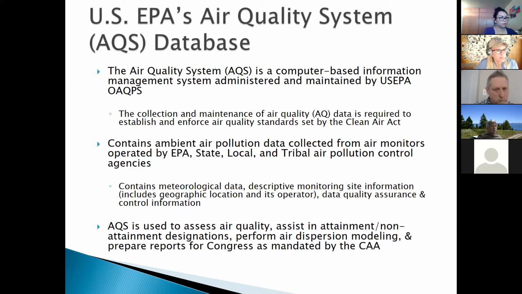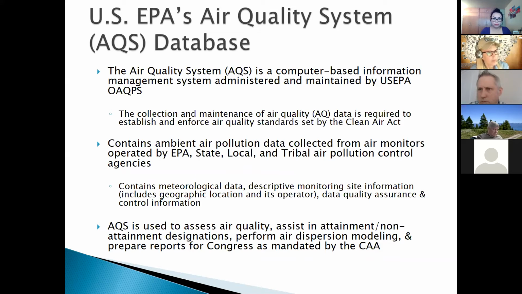Okay, US EPA's Air Quality System Database. The Air Quality System Database is a computer-based information management system for handling, storing and retrieving information pertaining to ambient or outdoor air pollutants and meteorological data. The AQS database uses Oracle database software, and it's accessible through your web browser. So you can use Chrome or still using Internet Explorer. AQS is administered by the US EPA Office of Air Quality Planning and Standards in Research Triangle Park, North Carolina.